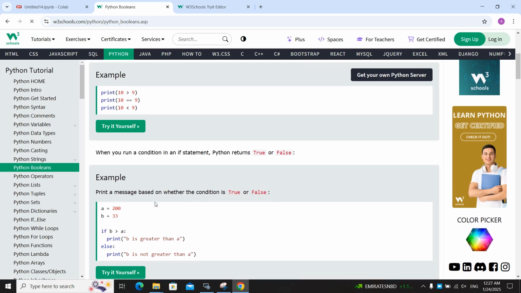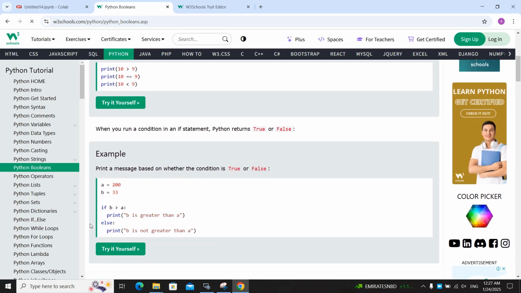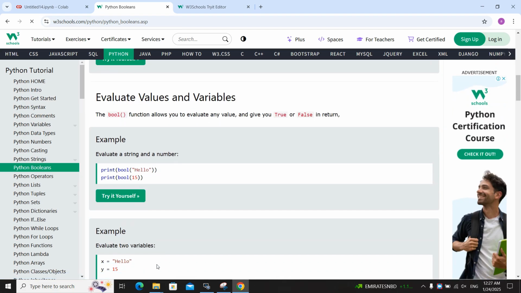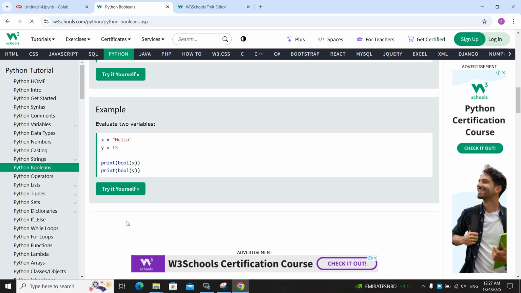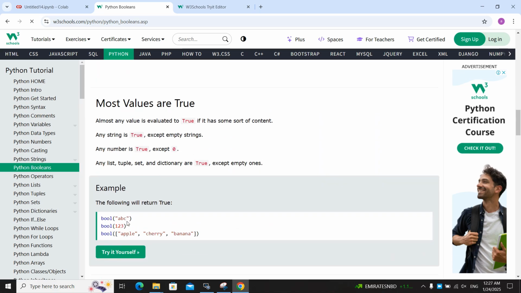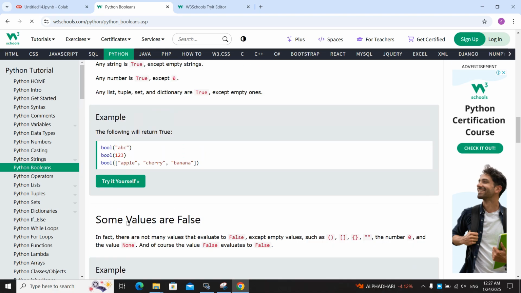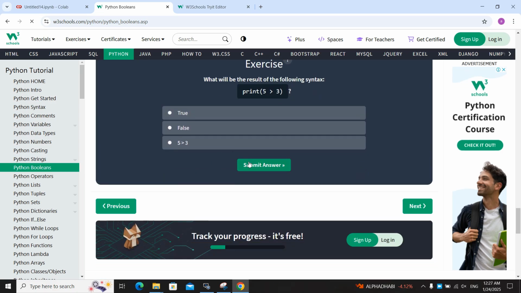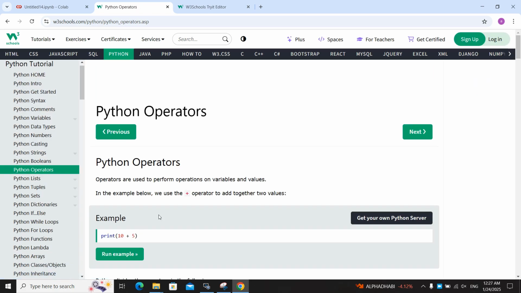For example, we can write code like: if b is equal to a, print b is greater than a, if we know about them, and you can also use bool. I don't really like it. Let's skip the booleans for now and go to operators. They are more important.